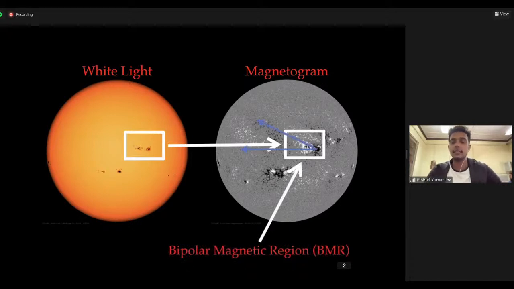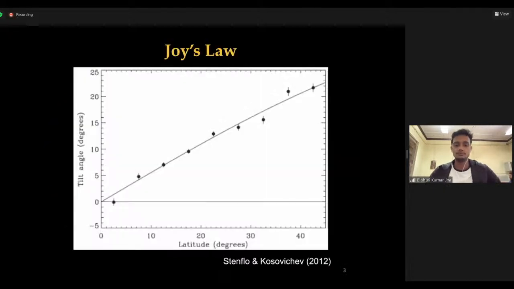And now one thing that is important for the bipolar region is that they are tilted with respect to the equator, and we call it the bipolar region tilt. Joy has discovered that the tilt of the bipolar region depends on the latitude of the bipolar region. Here is a plot taken from the Stenflo and Kosovichev 2012 paper, where they have used the MDI data and show Joy's law, where you can see the tilt angle depends on the latitude of the bipolar region.